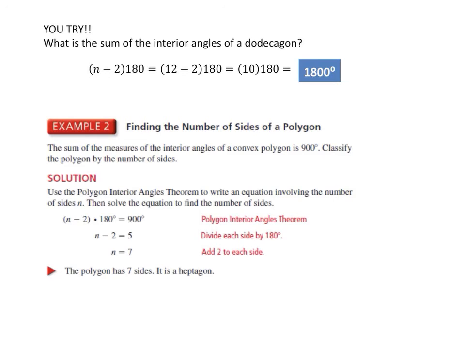Next, let's look at going backwards. So let's say we know the sum of the interior angles and we want to know how many sides there are. Still use the same formula, but you'll plug in 900 after the equal sign because we're trying to solve for n. So you would divide both sides by 180, then add 2, and you get 7 for this particular example. So the polygon has 7 sides. In other words, it's a heptagon.